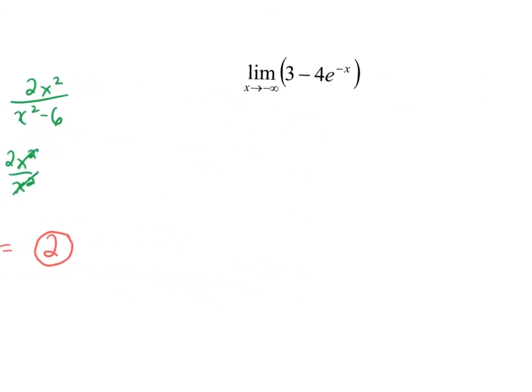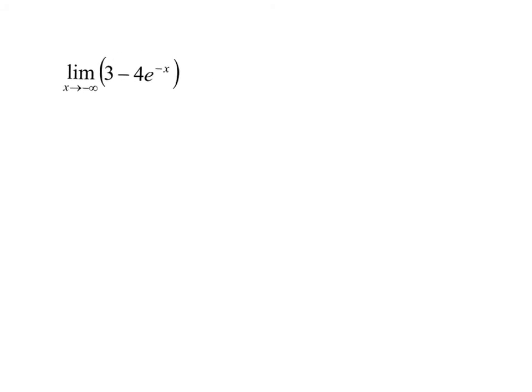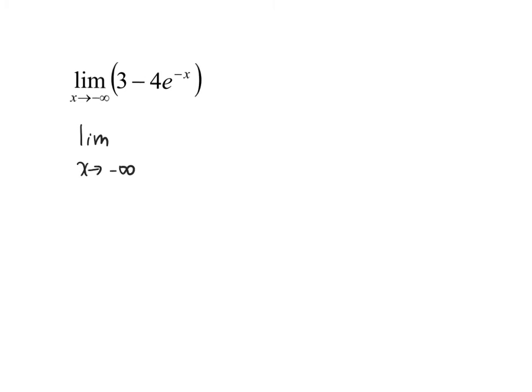Let's look at one more. Now this one's a little different. This one is not a rational function, but this is something we can think about at infinity. So I have the 3. This is going to negative infinity, pardon me. So this is the limit as x goes to negative infinity of 3, that's fine, minus the limit as x goes to negative infinity of 4 over e to the x.